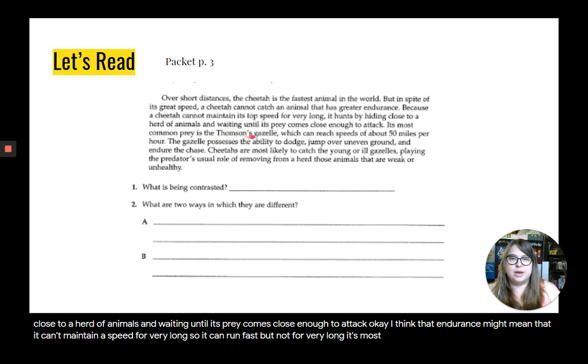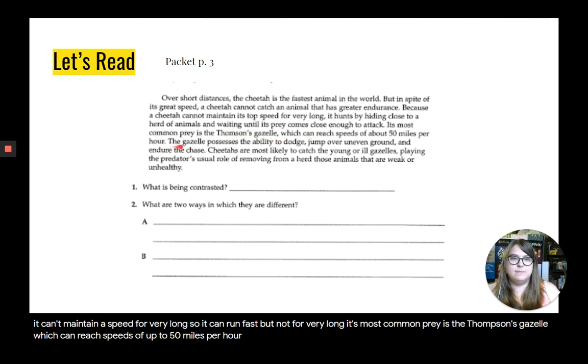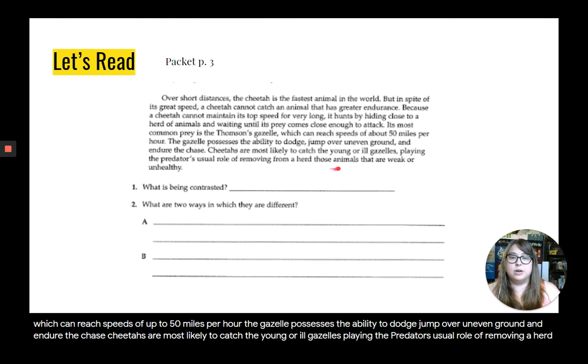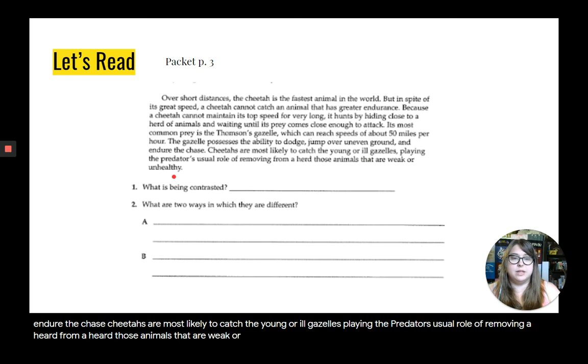All right, let's keep reading. Its most common prey is the Thompson's gazelle, which can reach speeds of up to 50 miles per hour. The gazelle possesses the ability to dodge, jump over uneven ground, and endure the chase. Cheetahs are most likely to catch the young or ill gazelles, playing the predator's usual role of removing from a herd those animals that are weak or unhealthy.